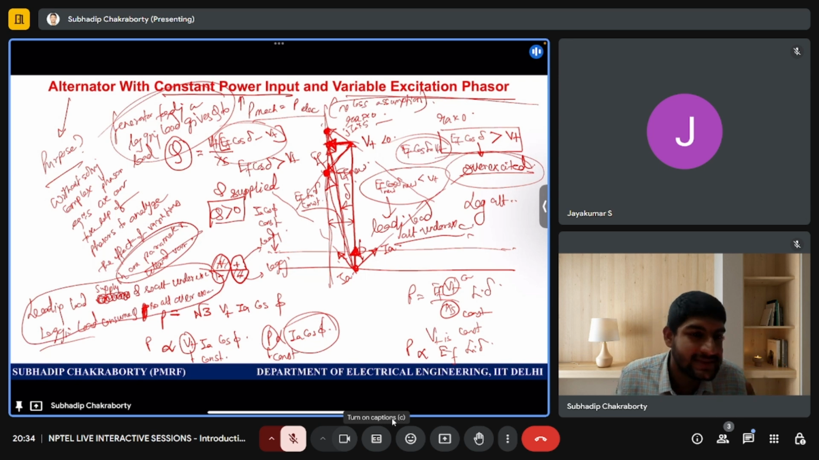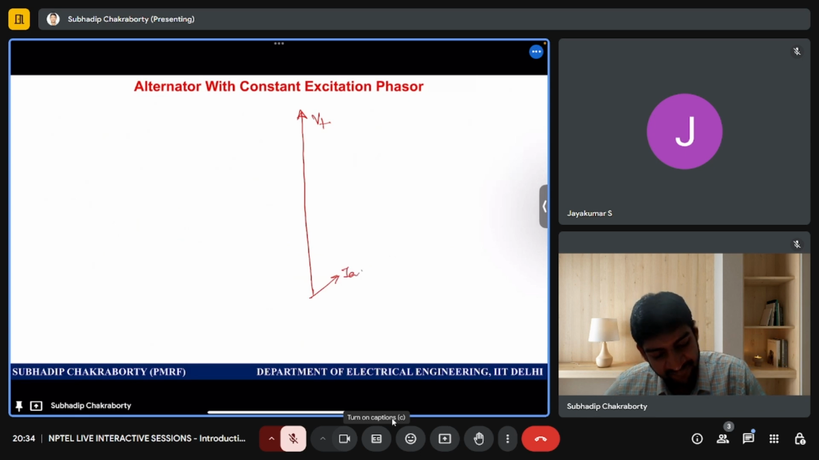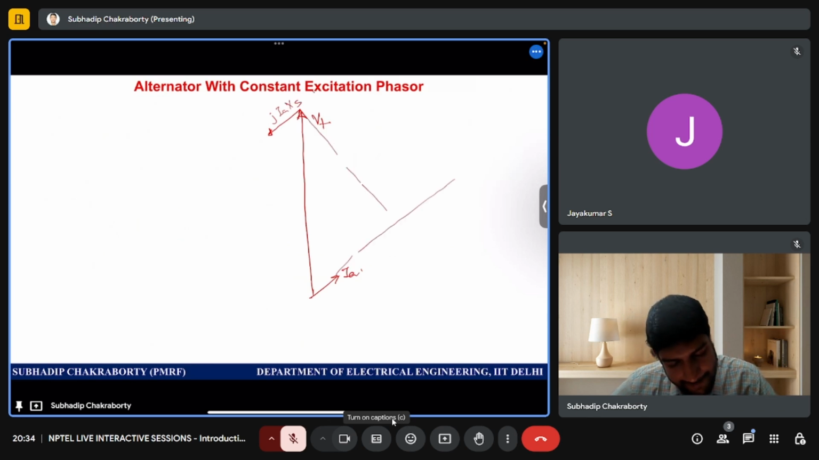We only want to give that much which is required, so that the length of the current also reduces. See, here check. For leading as well as lagging, the length of the currents was more. But as soon as you operated at unity power factor, for the same power transfer, the length of the current was least for UPF. Accordingly, if you draw the alternator with constant excitation phasor, now EF is maintained constant. So VT, IA, and VT plus jIA excess. So this is jIA excess. Sorry, it will be like this, right?